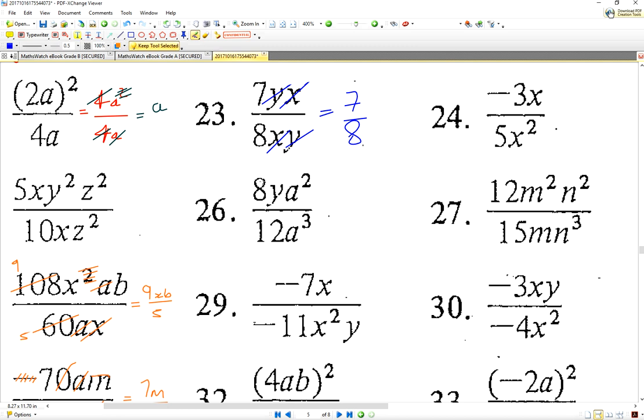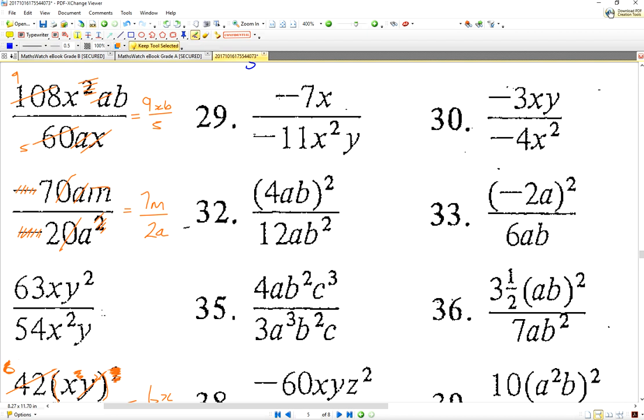Next, we have 8 over 12. The highest common factor here is 4. So 8 divided by 4 is 2. 12 divided by 4 is 3. We have divide top by a squared, that's gone. Divide the bottom by a squared, and we lose the 3. We just have a left over. So we're left with 2y on the top, divided by 3a on the bottom. Okay.